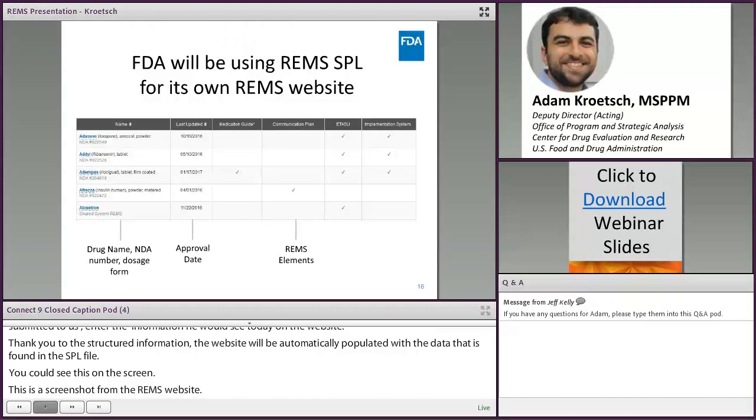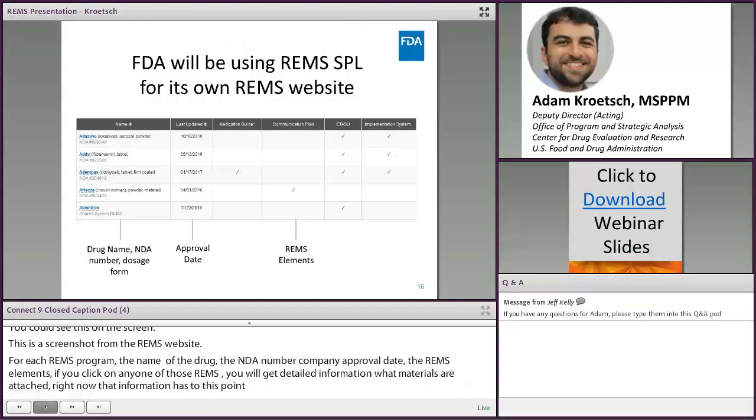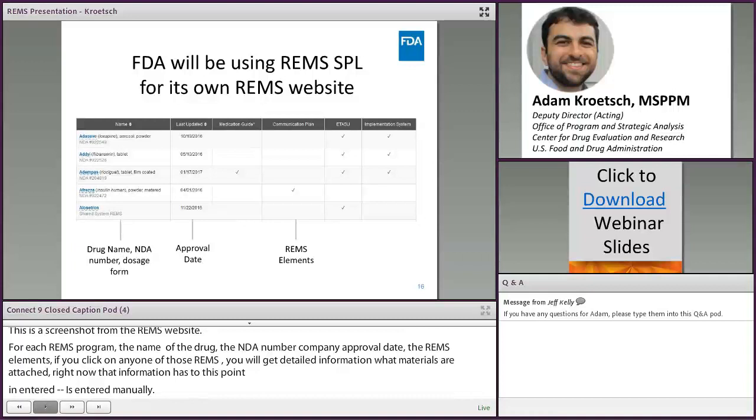Right now, that information has, up to this point, been entered manually. SPL allows us to automatically capture and display that information, and that's a really powerful tool for us and for anyone in the healthcare system who wants to have structured information, to display REMS information however they see fit.